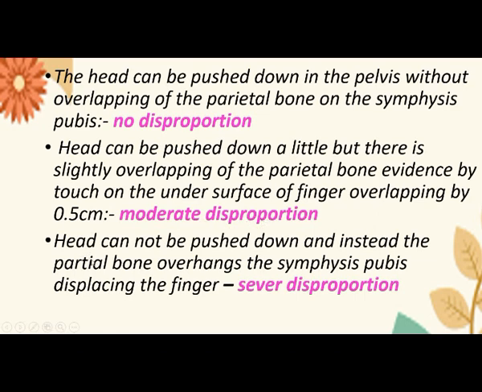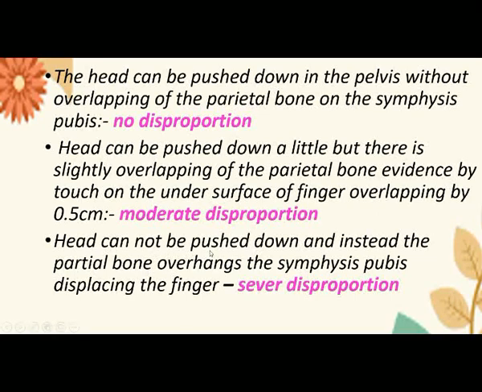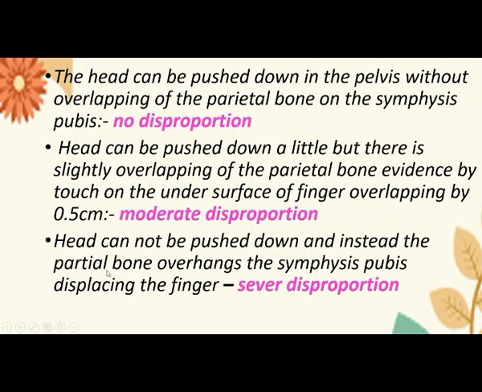Then third, the head cannot be pushed down and instead the parietal bone overhangs the symphysis pubis, displacing the finger. That is the severe disproportion. So we cannot push the head inside. So what will happen if we try to push? The parietal bones overhang the symphysis pubis, displacing our finger. So that is a severe disproportion.